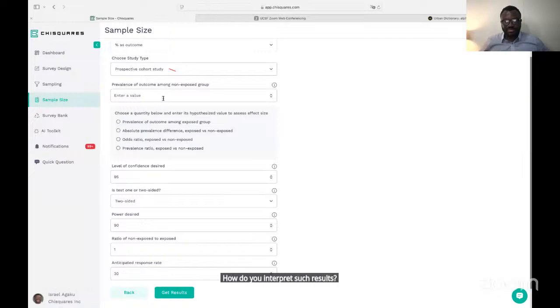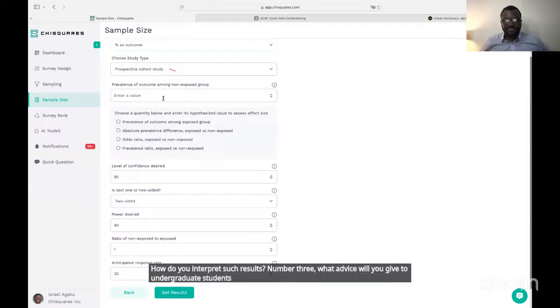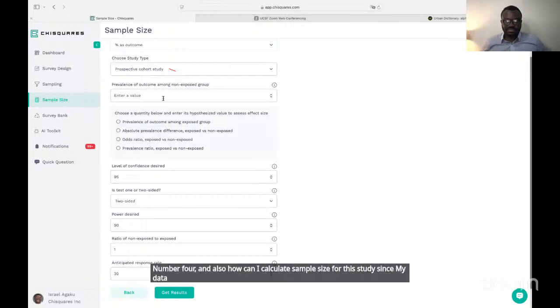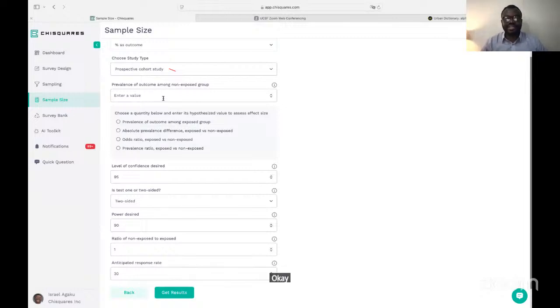Number 3, what advice will you give to undergraduate students, L100, having the idea to conduct a research on blood group type and its association with infectious diseases, more especially TB and multi-drug resistance? Number 4, and also, how can I calculate sample size for the study since my data will be collected at the hospital?